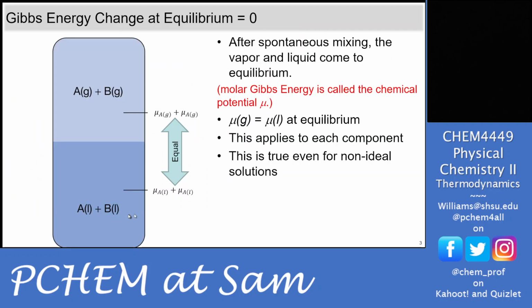Okay, so then this is just one of the foundational principles for equilibrium. If we have gaseous molecules and liquid molecules mixed together, at equilibrium, the chemical potentials are equal. And this is even true for non-ideal solutions. So I'm not really going to do much with this, but it is one of the chemical principles. When spontaneously mixing, vapor and liquid come to equilibrium pretty quickly, actually. Well, I guess it depends on whether the substances are mobile or not.